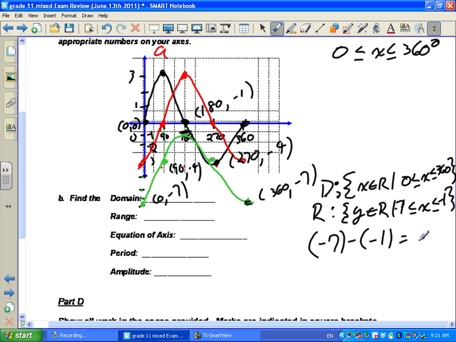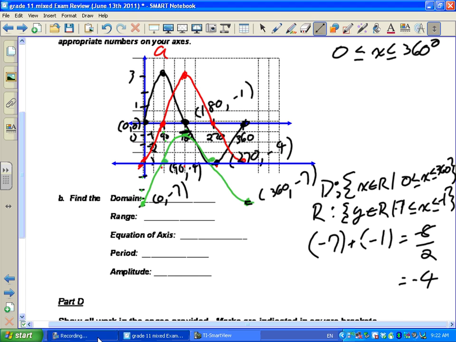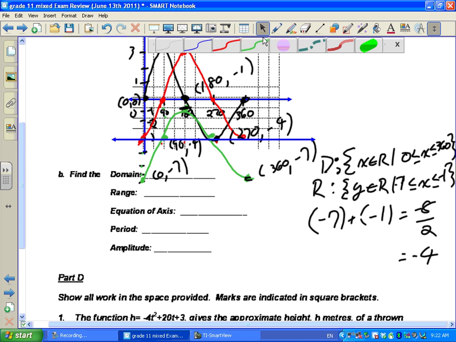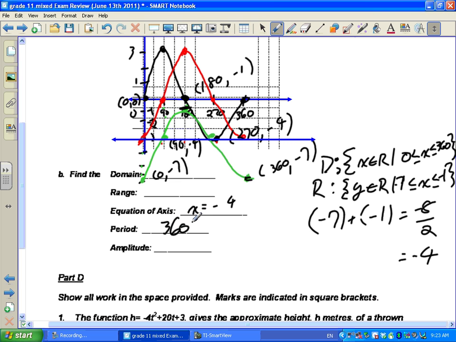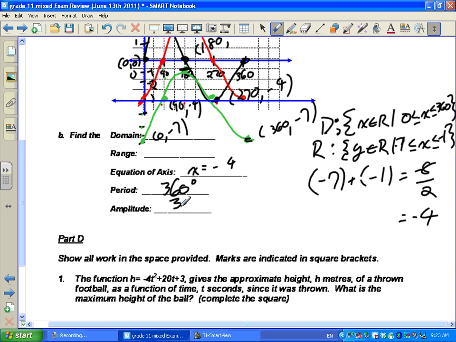Is that right? And if we divide by 2, it should be a negative 4. Sorry. We have to add these 2 numbers. When you add those two numbers together, we would have negative 8. If you divide that by 2, it'll tell us our equation of the axis, which is at negative 4, which makes sense. It goes right through the middle of the sine graph. Our equation of the axis is then y equals negative 4. Our period is 360 degrees, and our amplitude is already in the question, and it's 3, so our amplitude is 3.